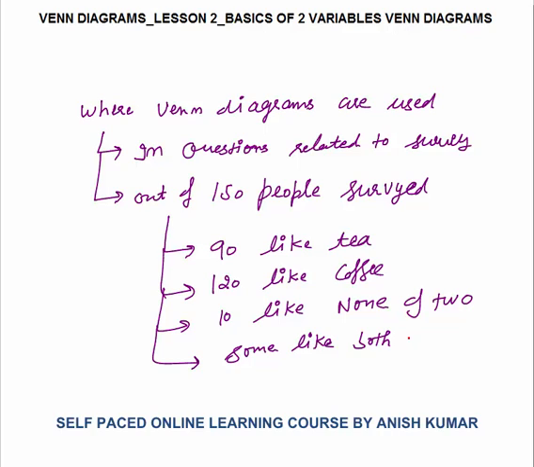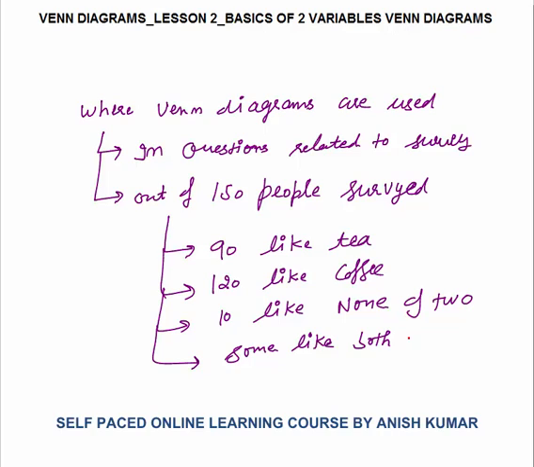There are so many areas where you can apply Venn diagrams, but these Venn diagrams are generally used for questions related to surveys. For example, a survey conducted by Times of India of 150 people. The total number of respondents in the survey was 150, out of which 90 like tea, 120 like coffee, 10 like none of the two drinks, and some people like both of them.